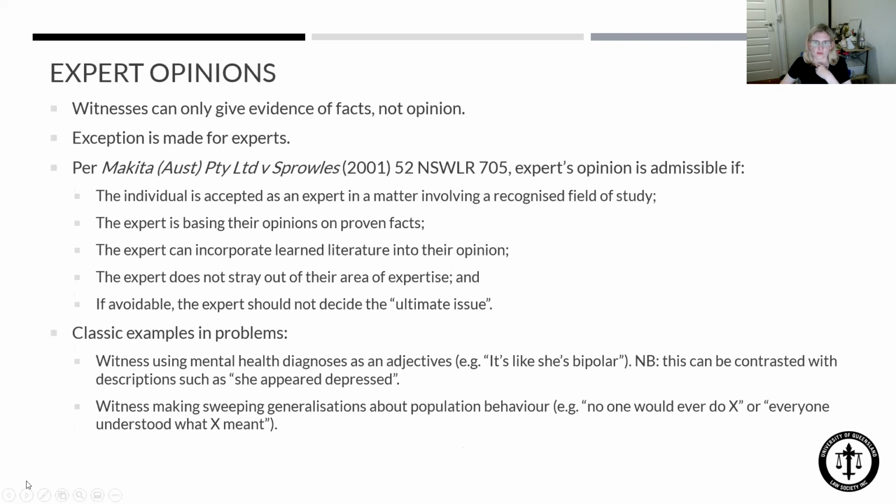I'll just briefly touch on expert opinions, not because you will get to examine or cross-examine any expert witnesses here. It's more that if you come across something in a problem which really should have been given by an expert, that is something that you could potentially object to. Witnesses can only give evidence of facts. They can't give their opinion. There is an exception made for experts. And the Makita and Sproul set of criteria is the one that is used to ascertain whether or not a particular person is or isn't an expert.